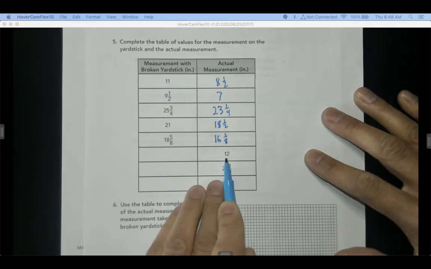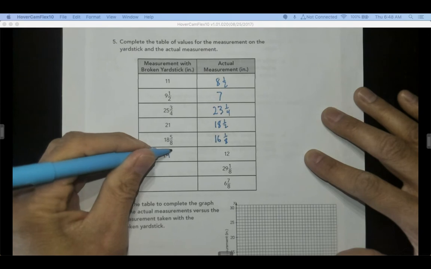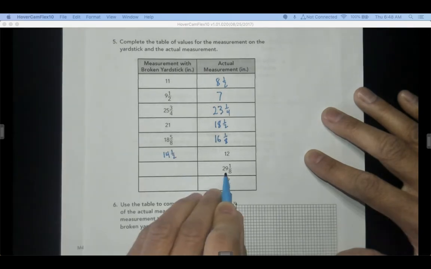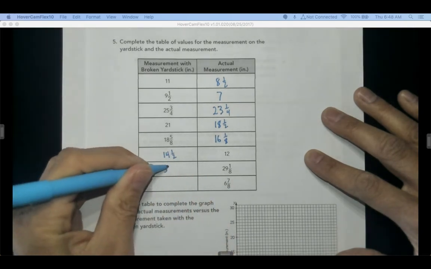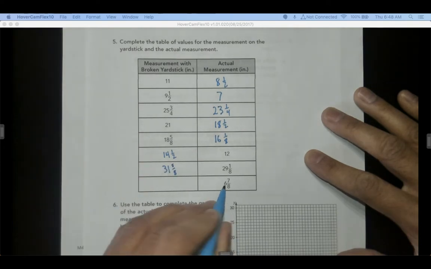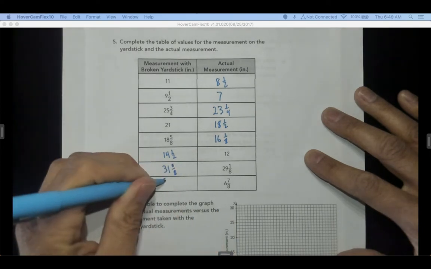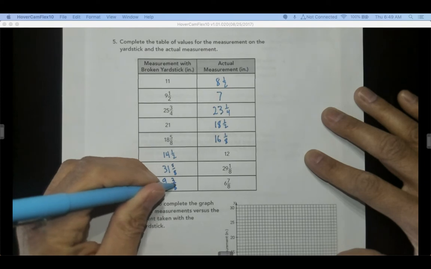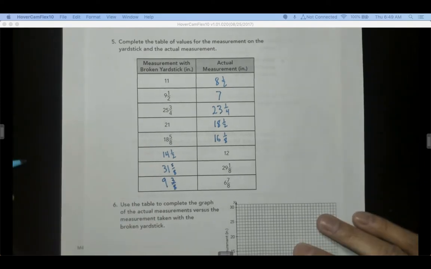For this one, I have to add 2.5, so it'd be 14.5 on the broken yardstick. To add 2.5, so it'd be 31 5/8 on the broken yardstick. To add 2.5, so it'd be 9 3/8 on the broken yardstick.